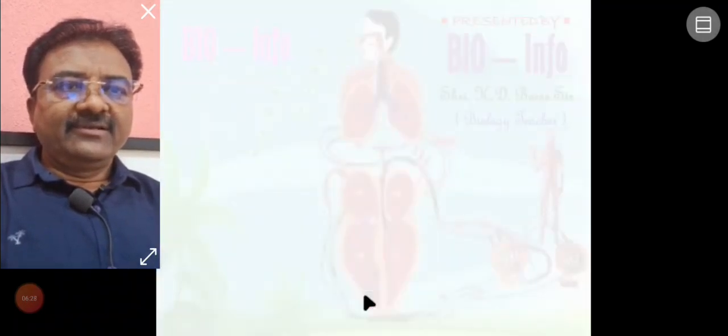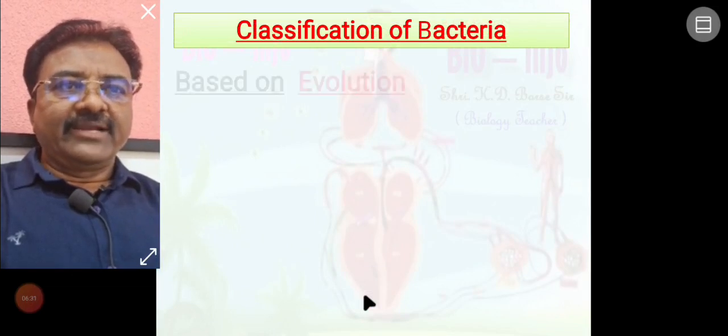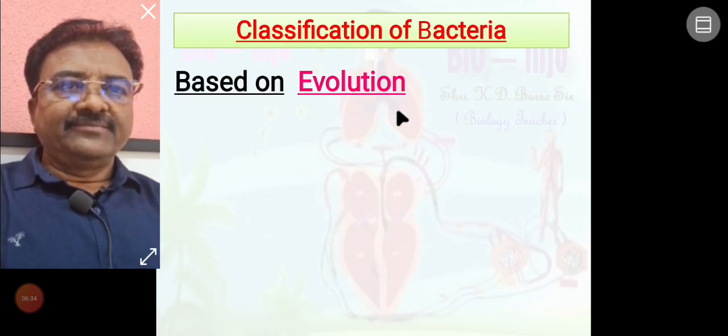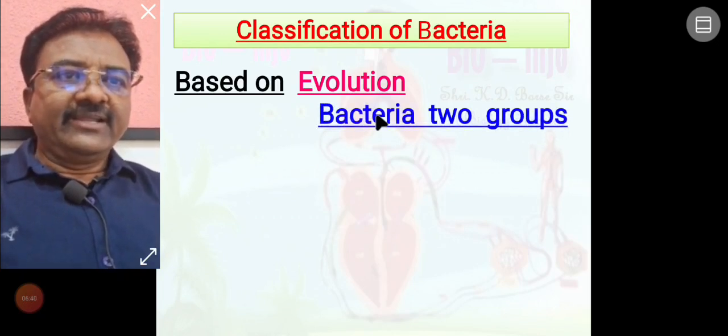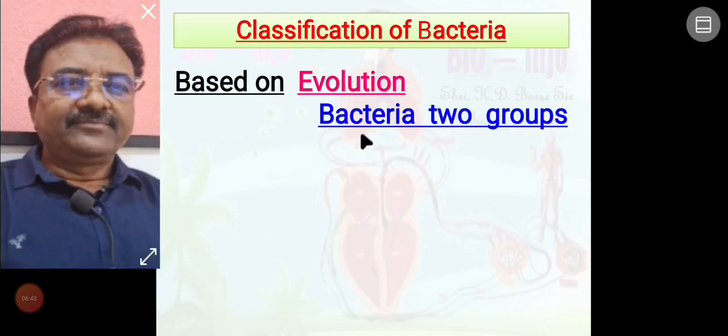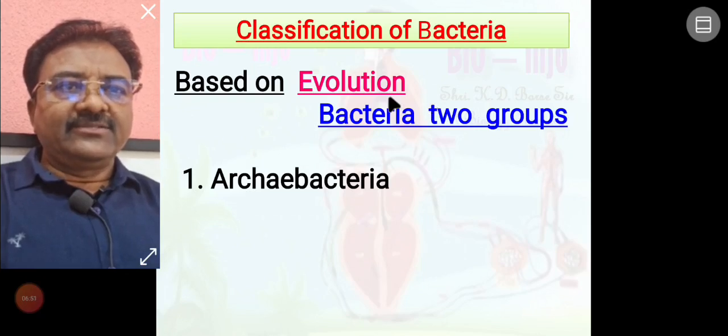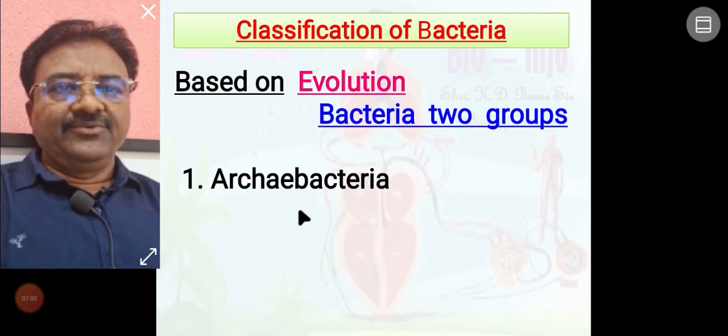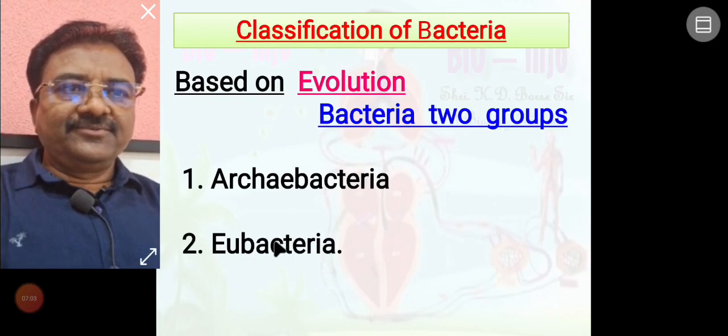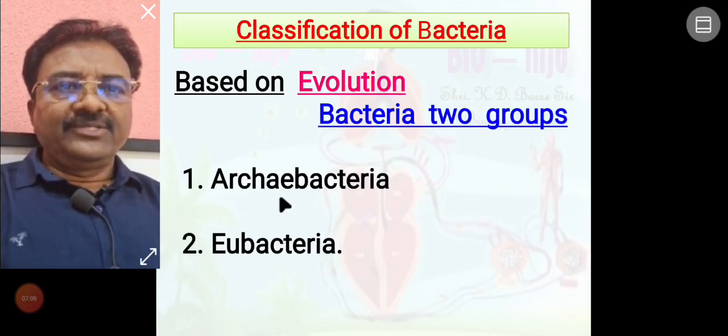Now we learn also classification of bacteria on the basis of evolution. On the basis of evolution, bacteria consist of 2 groups. First one is archaebacteria, means archaebacteria is first evolved bacteria. So on the basis of evolution, bacteria consist of 2 groups. First group known as archaebacteria and second one is eubacteria. These 2 groups on the basis of evolution, we discuss in detail here.